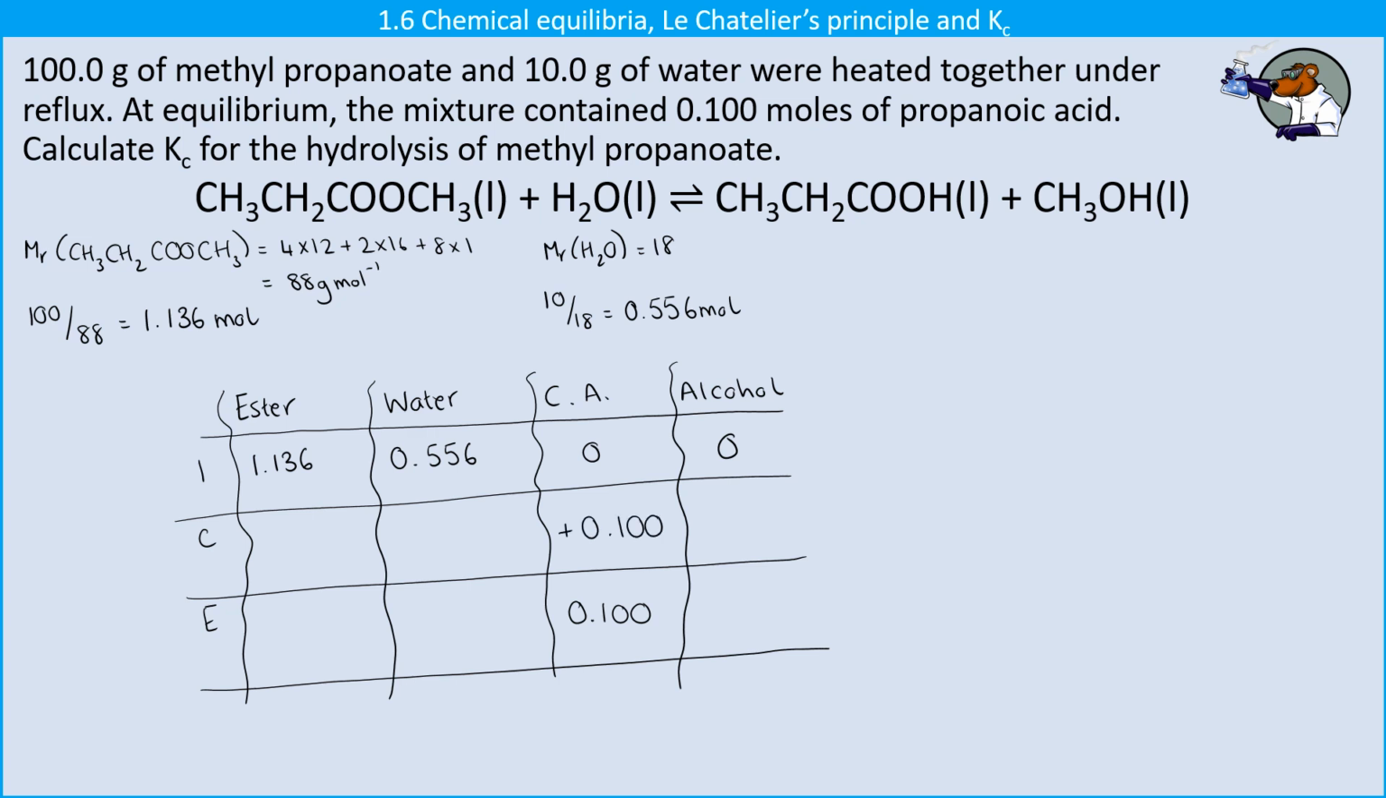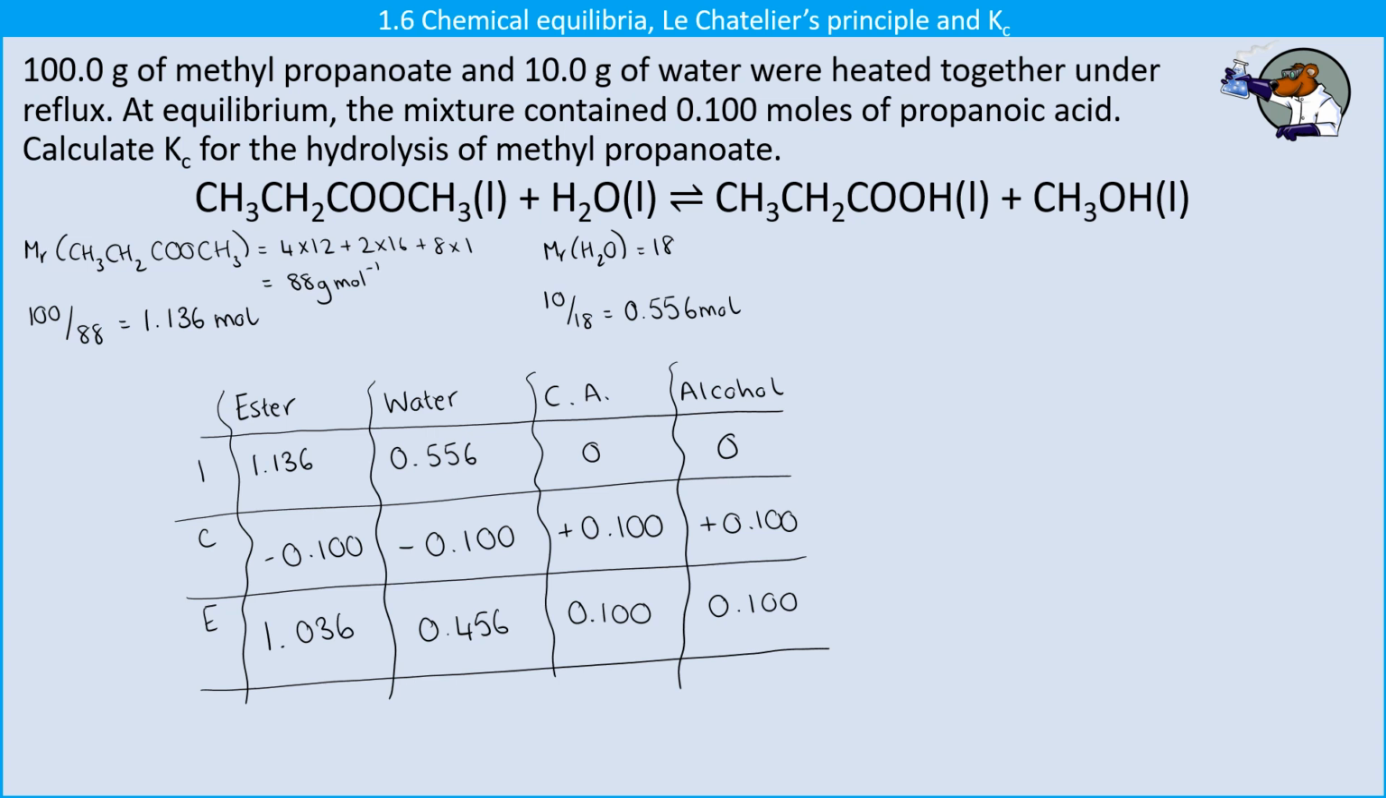And therefore, if I look at my symbol equation, I can see that there are no coefficients anywhere. So everything's just in a 1:1:1 ratio. So therefore, my alcohol has also increased by 0.1 moles, and that's going to have an equilibrium amount of 0.1. Then I can go back the other way. For every 1 mole of product I've made, I've lost a mole of reactant because they're in this 1:1 ratio. Obviously, if they weren't, I would need to be using the coefficients. So I can say that water has decreased by 0.1 moles, and so has my ester. And therefore, my final amounts of those are going to be 0.456 and 1.036.